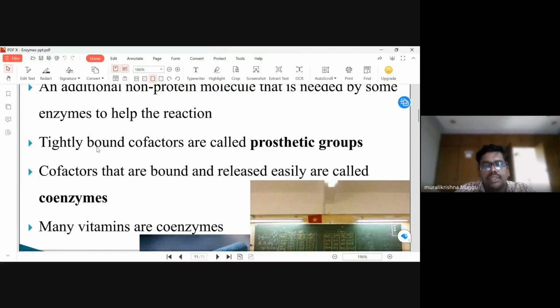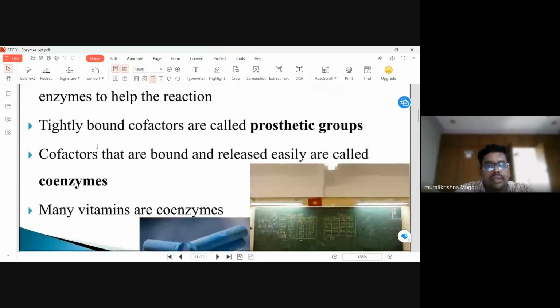What do you mean by the coenzymes? It means cofactors which are bound and released easily are called coenzymes. Many vitamins are coenzymes. In multiple choice, we can get a statement like all cofactors are coenzymes, but all coenzymes are not cofactors. This is the true one. So in multiple choice, when they write examinations, we have to read thoroughly. And what is the concept here?